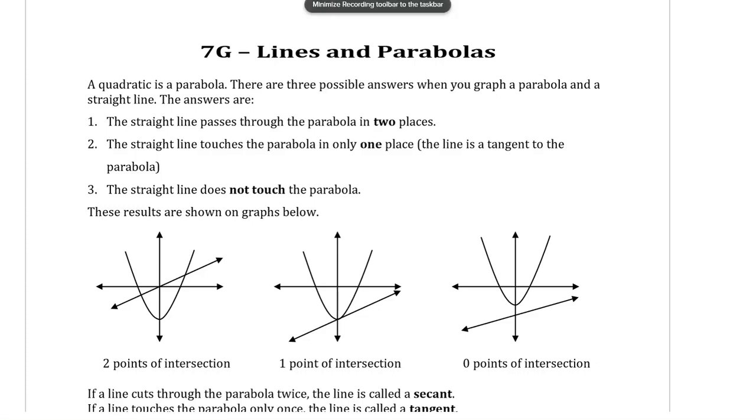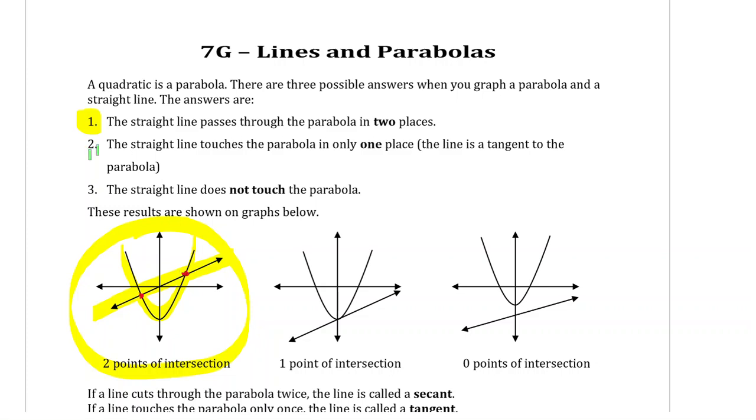Hello Year 10. Today we are learning about lines and parabolas, or more specifically, when lines and parabolas intersect. So a quadratic is a parabola. There are three possible types of things that can happen if we have a parabola and a straight line. First of all, the straight line can pass through the parabola in two places. That would look like this. We have a parabola and the line cuts through it in two spots, here and here.